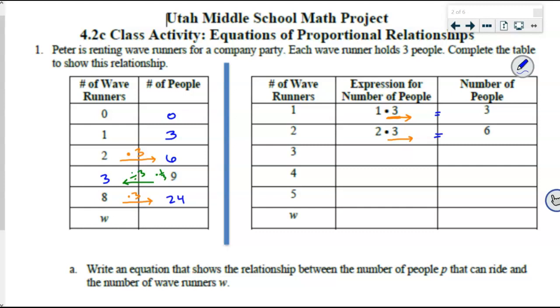Take a second and fill in the rest of that table. You can discuss with your groups if you would like to. I'm also going to be filling it in on the recording, just quietly. You can always check your answers once you are done filling it in. Make sure that they agree with what I have. Let's see, 3 wave runners multiplied by 3 is equal to 9.